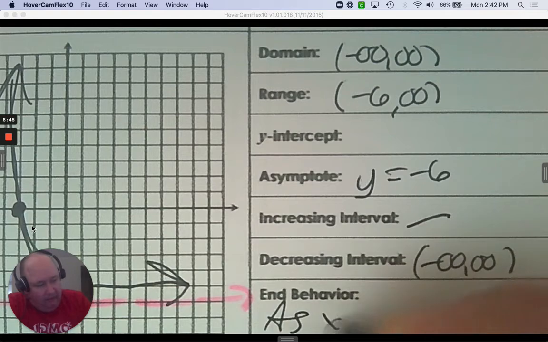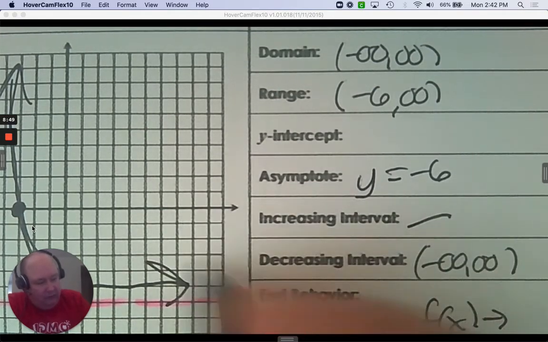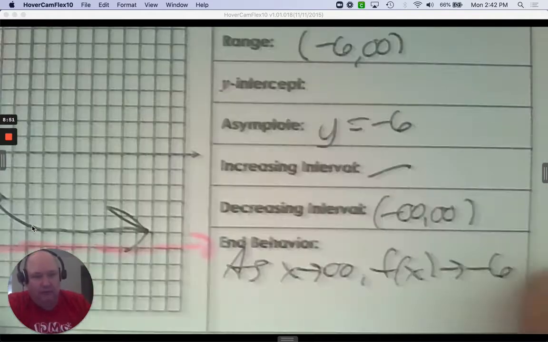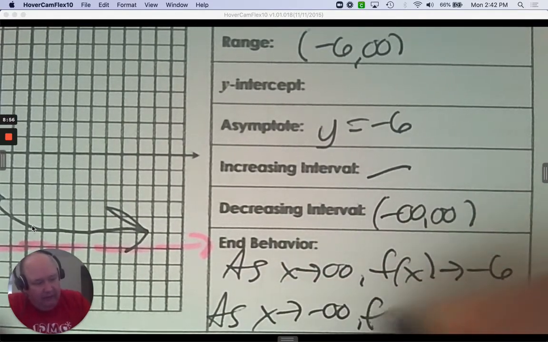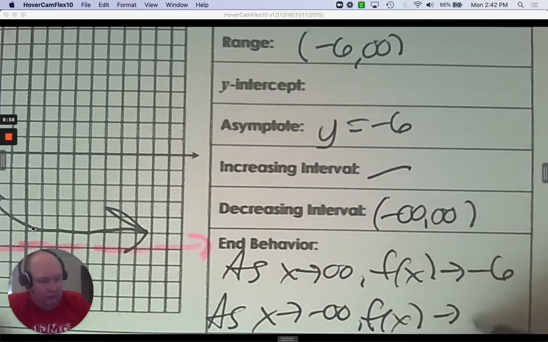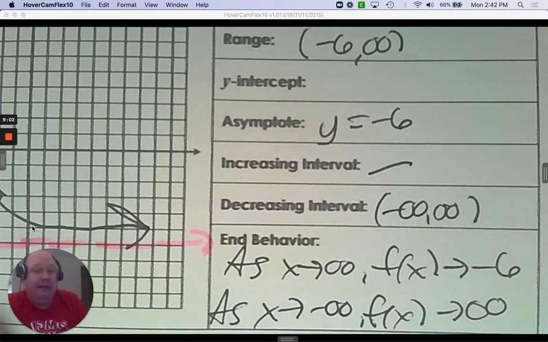And the end behavior: as x approaches infinity, f of x approaches the asymptote on the right end. The left end behavior: as x approaches -infinity, the function goes to infinity. All right, so there's your review on graphing exponentials.